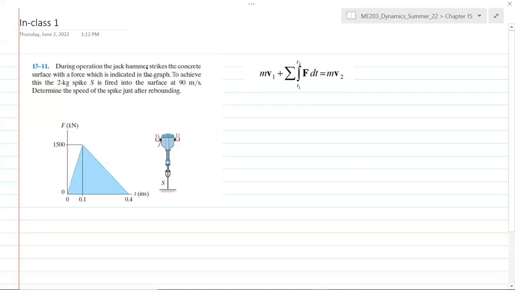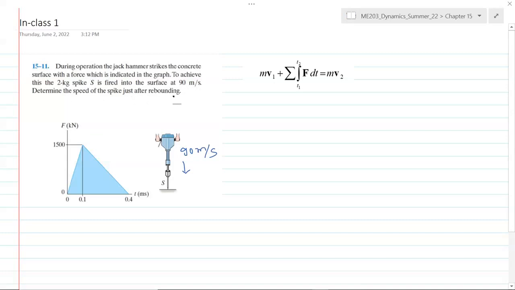During the operation, the jackhammer strikes the concrete surface with a force which is indicated in the graph. So this is the force with which the hammer strikes the ground. To achieve this, the 2 kilogram spike S, which is here, is fired into the surface at 90 meters per second. So it goes down with 90 meters per second. Determine the speed of the spike just after rebounding.